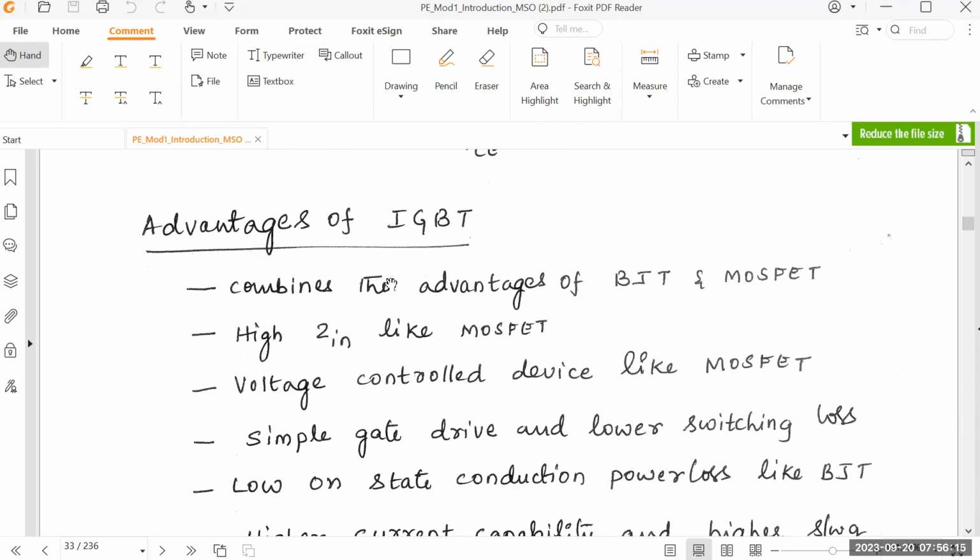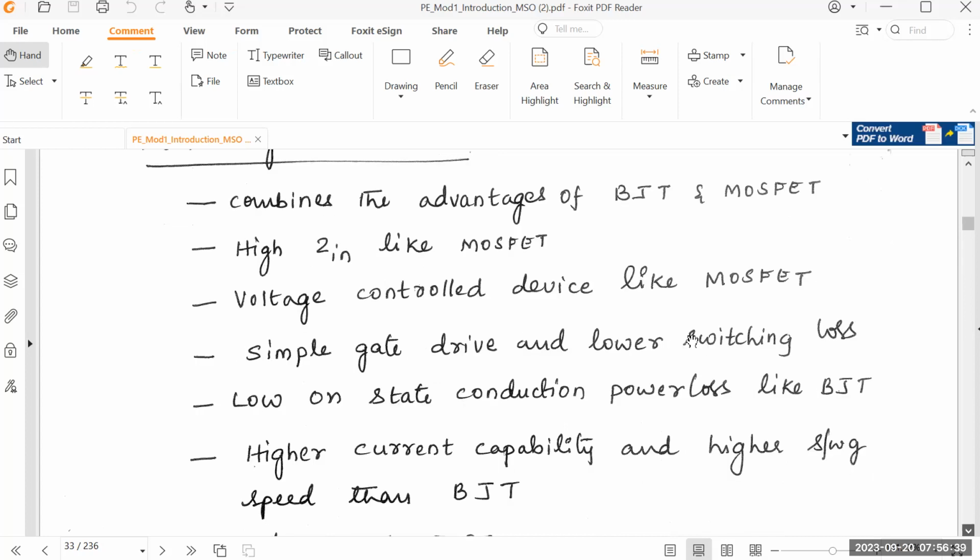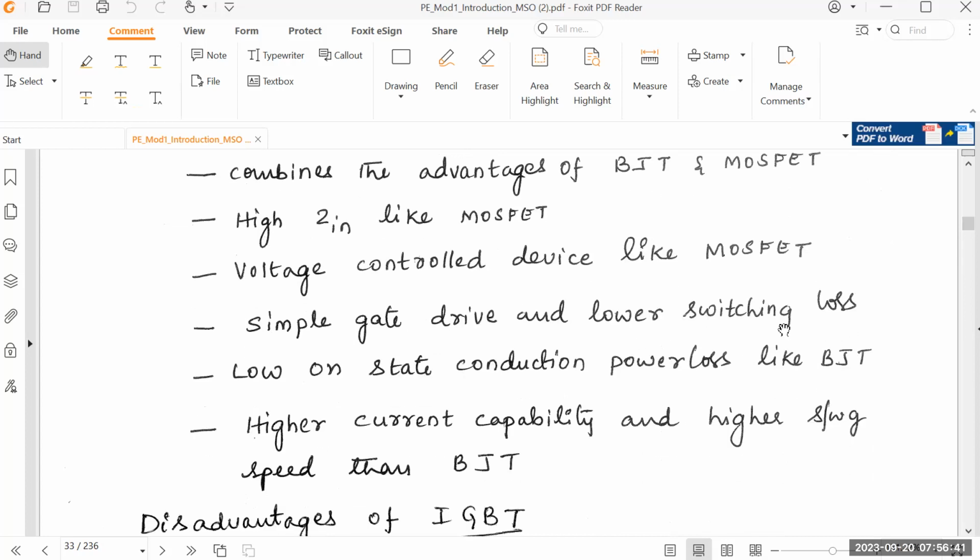The advantages of IGBT: it combines the advantages of BJT and MOSFET. It has high input impedance characteristics like a MOSFET. It is also a voltage control device. You can see in the previous stage, depending upon the VGE, only the output is varying. So it's a voltage control device like a MOSFET, simple gate driven, and it has a lower switching loss. The switching loss will be less.